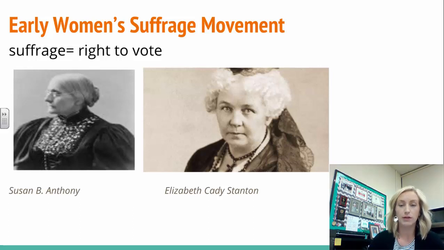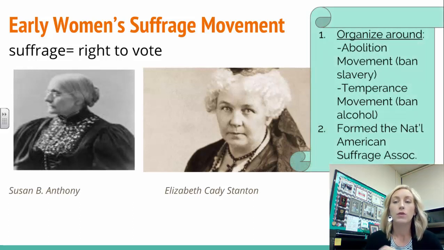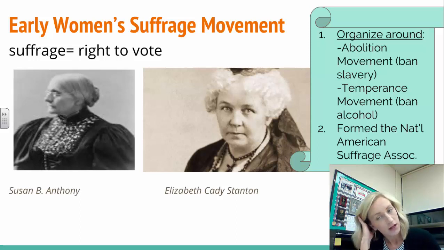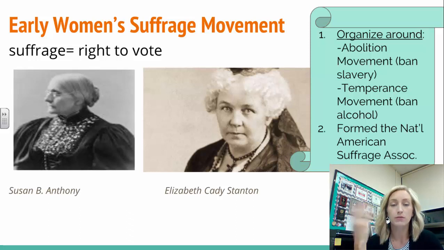Okay, so the suffrage movement starts in the 1850s because women organized around the abolition movement and banning slavery with the Civil War and post-Civil War, and also the temperance movement with the 18th Amendment and banning alcohol. And they realized, especially after abolition, that we've been working so hard to get black men the right to vote, well, we can't even vote ourselves. And so they formed the National American Suffrage Association, where they worked for women's suffrage.